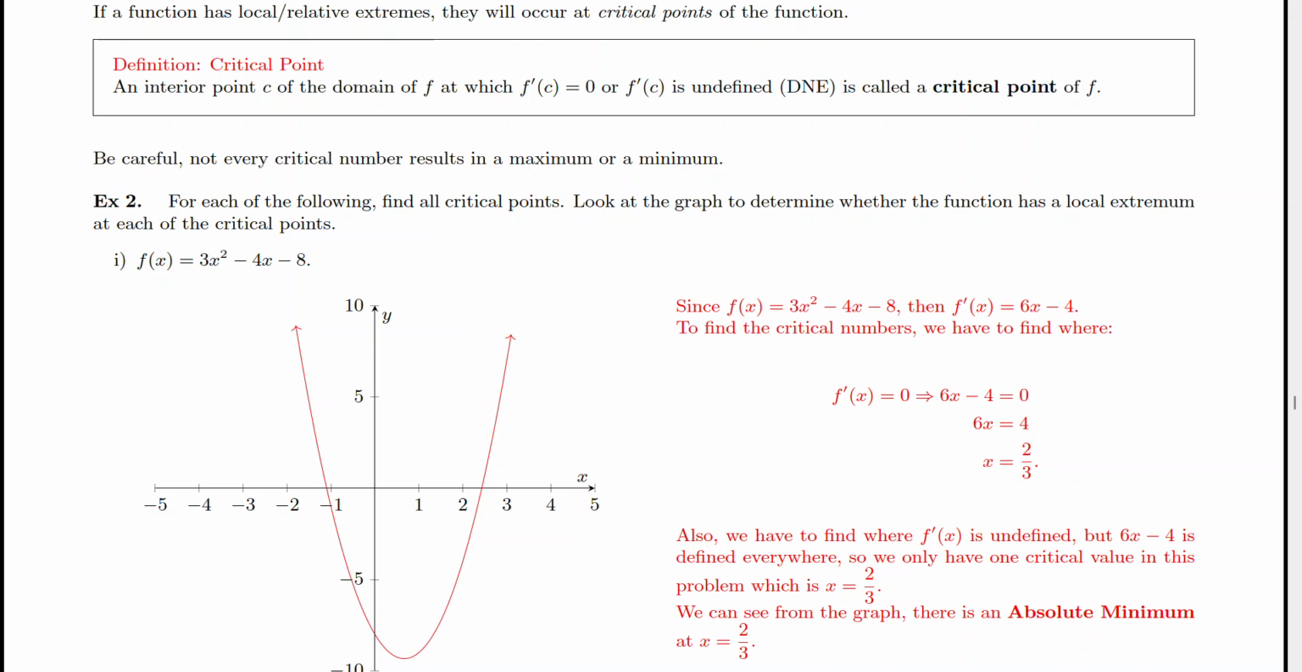So to know what a critical point is, you will be given a function, like this one, for example, f of x, and you will have to always find the derivative first, and then find out what makes it equal to 0 and what makes it undefined.